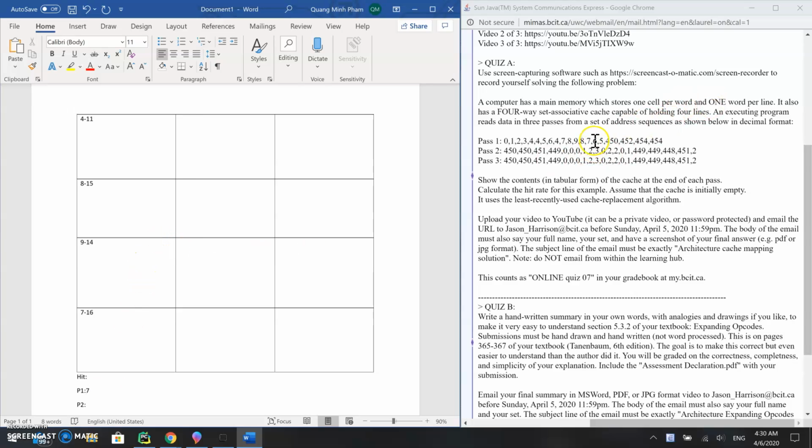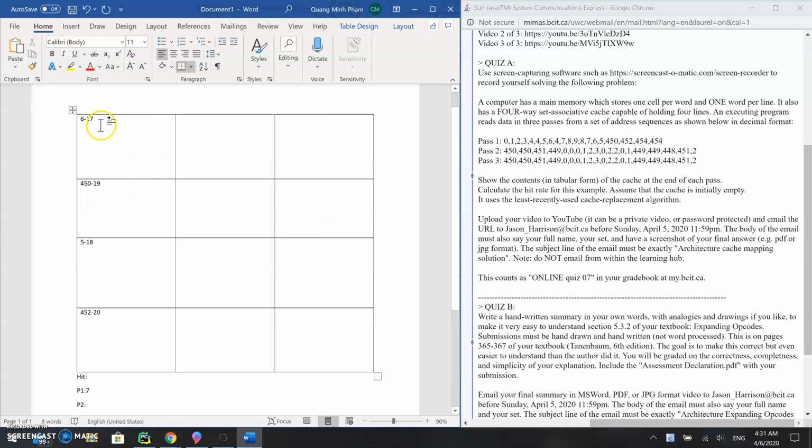And 6. We don't have 6 here, so let's put 6, 17. Okay, we were here. And 5. We don't have 5, so put 5 here, 5 18. 450, obviously not here, it's a big number. 450, let's put the least recently used, 450, and that is number 19. A miss. 452, not here either. 452 20.